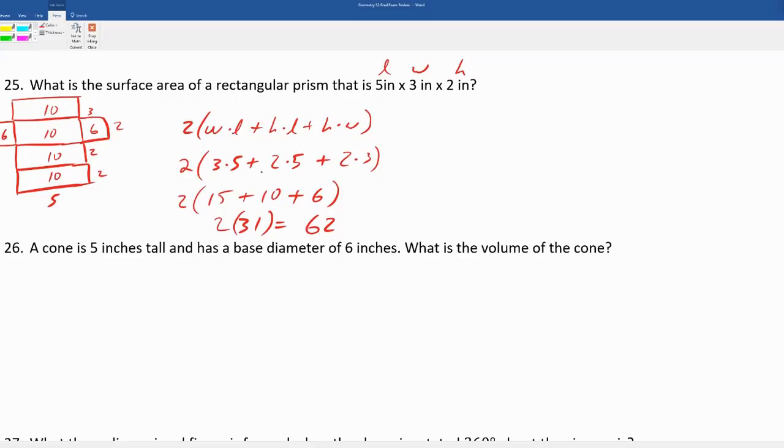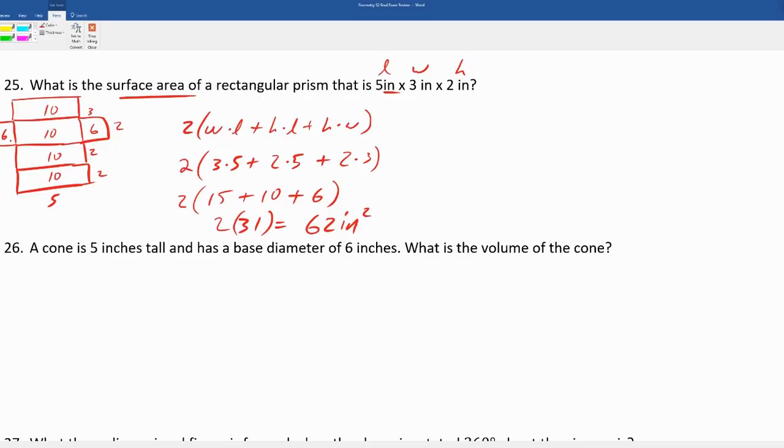But if you use the formula, you get 62. Dang. Don't forget, we're talking about surface area. It's not just 62. Let's remember context, please. It's not just 62. We're talking about inches. So we're talking about 62 square inches.